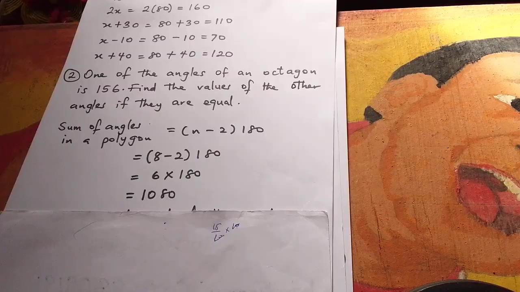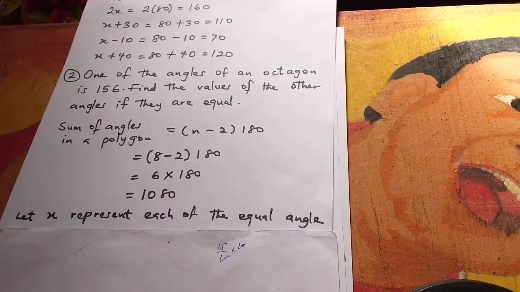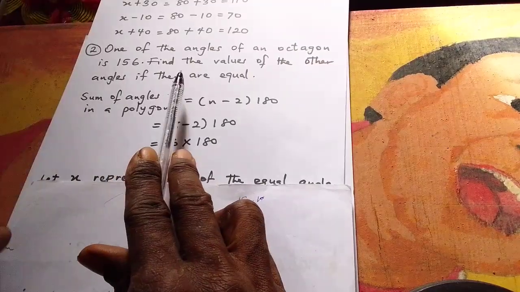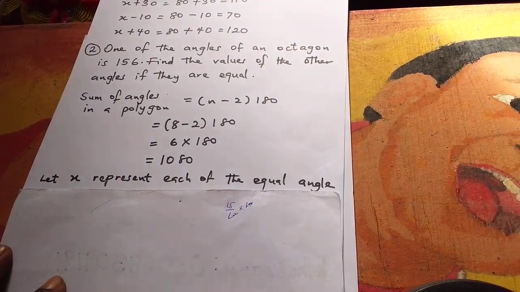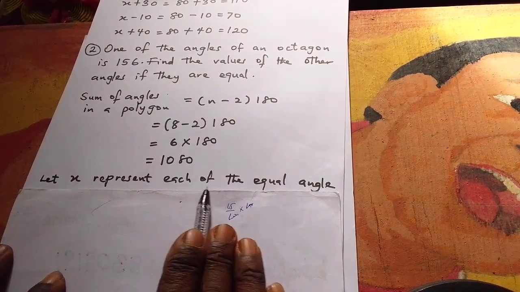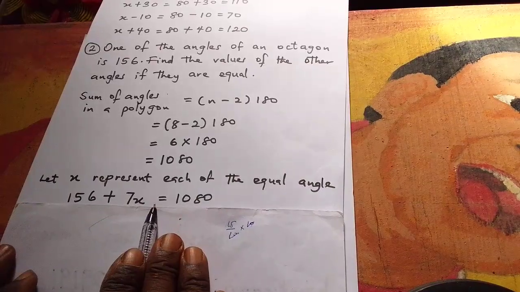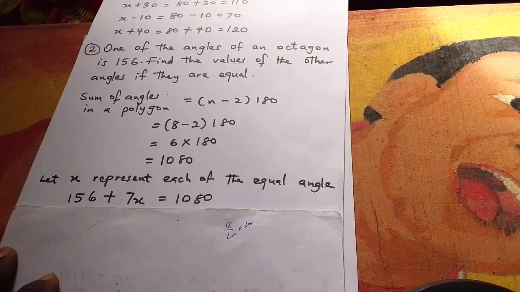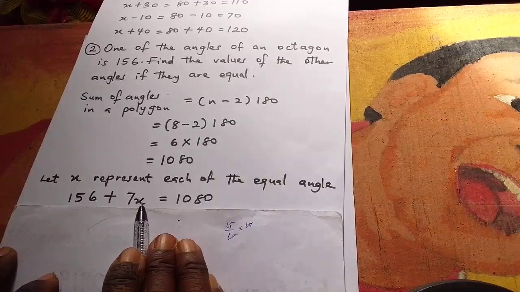If out of the 8 angles the octagon has, we are given one, how many angles remain? That is 7 angles remaining. Since we are told that each of the remaining angles is equal, find the value of the other angles. Let us use x to represent each of the equal angles. So if you add 156 plus x in 7 places for the remaining angles, that is 7x.